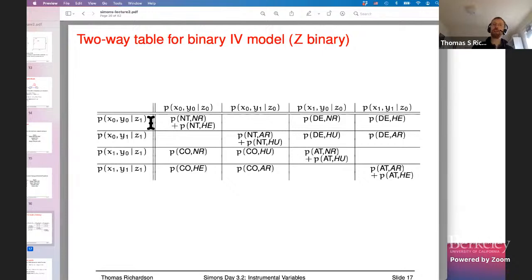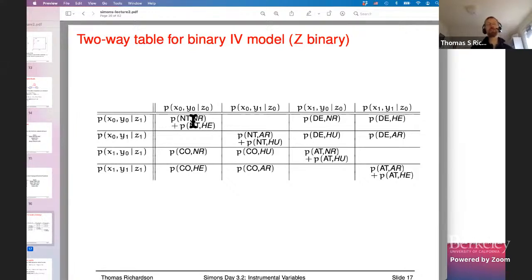If in addition, the people that are in this cell here have, under control, X equals zero and Y equals zero, and under treatment, X equals zero and Y equals zero, then it doesn't matter what arm we assign them to, they don't take treatment, and their outcome is zero in both cases. So we know they're a type never taker because they have X equals zero regardless of whether they're assigned to Z equals zero or Z equals one. But they could be of type never recover or helped.